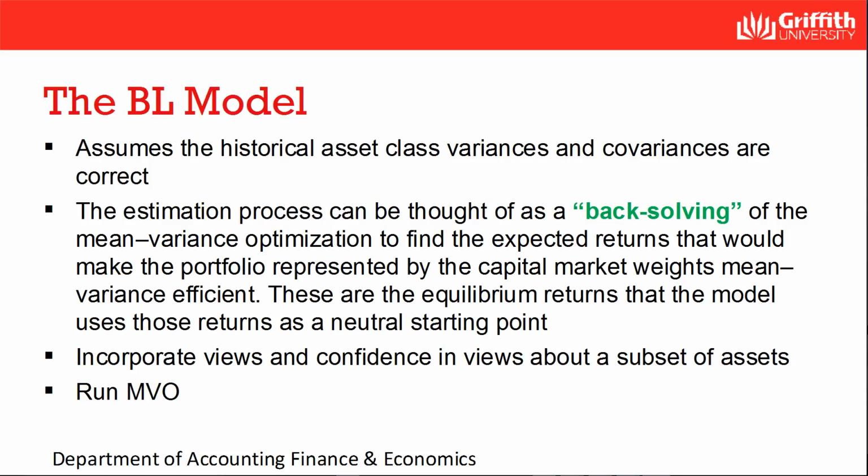The BL model assumes that the historical asset class variances and covariances are correct. The estimation process can be thought of as a back-solving of the mean variance optimization to find the expected returns that would make the portfolio represented by the capital market weights mean variance efficient. These are the equilibrium returns that the model uses as a neutral starting point. It can incorporate views and confidence in views about a subset of assets, and then you run the MVO.